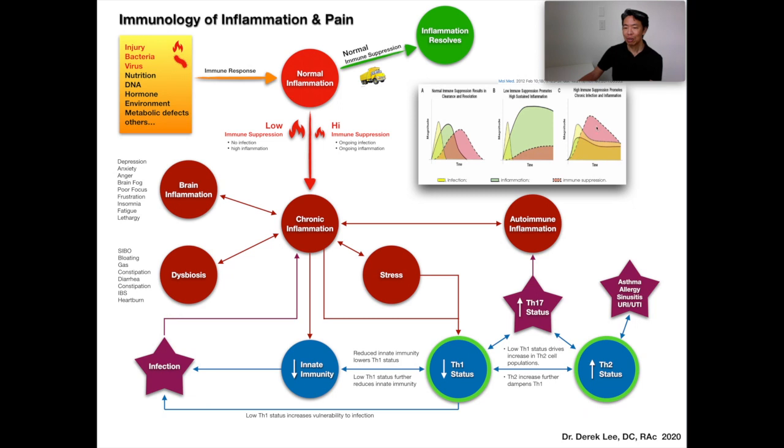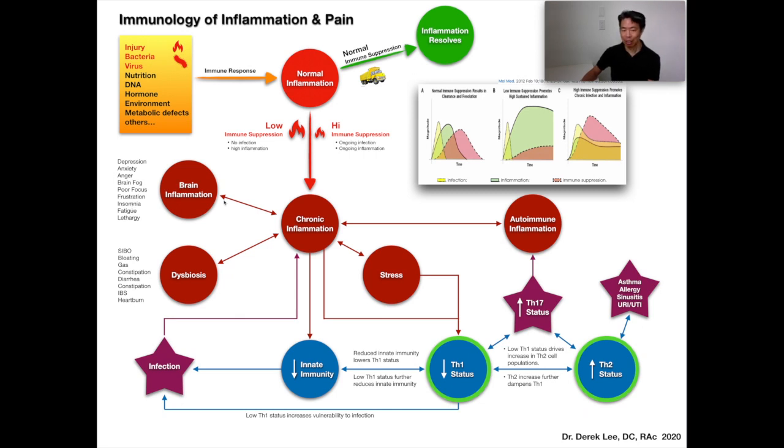So when you have these two situations of low immune suppression or high immune suppression, low being no infection but high inflammation, and high immune suppression being ongoing infection and ongoing inflammation, then that drives chronic inflammation. So in a nutshell, we go from an immune response which is normal to an abnormal immune response which causes chronic inflammation. With the chronic inflammation, that feeds brain inflammation. So we might see issues with depression, anxiety, anger, brain fog, focus issues, frustration, etc.